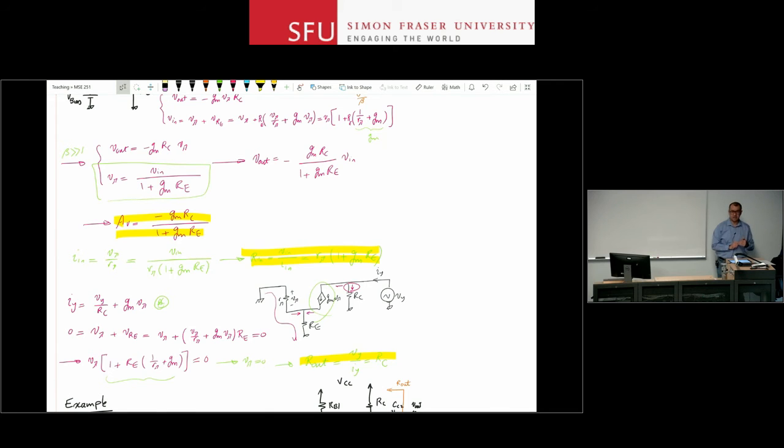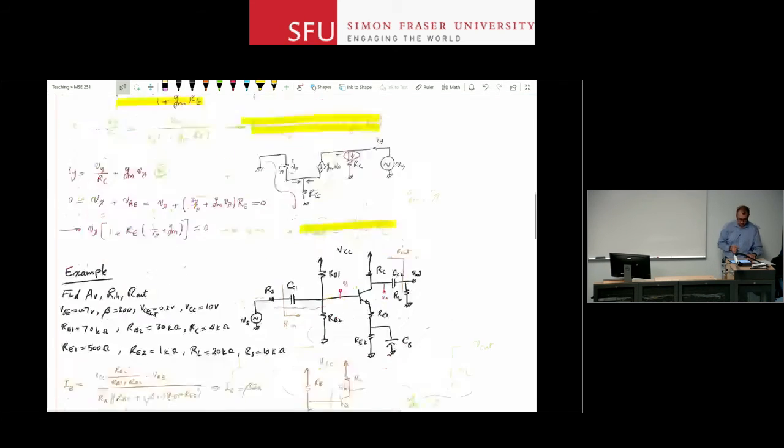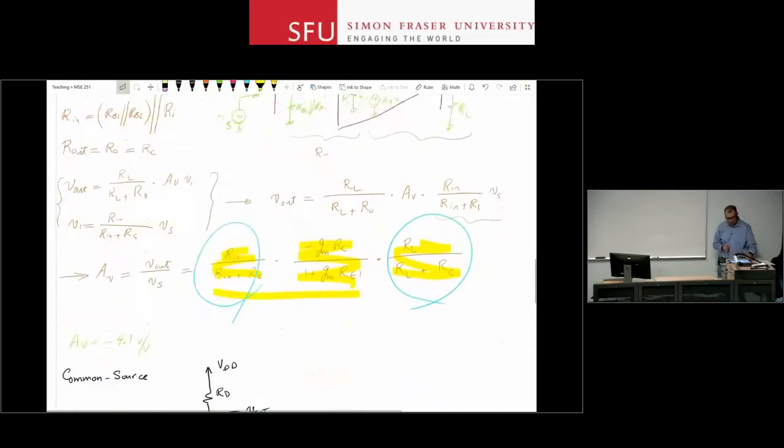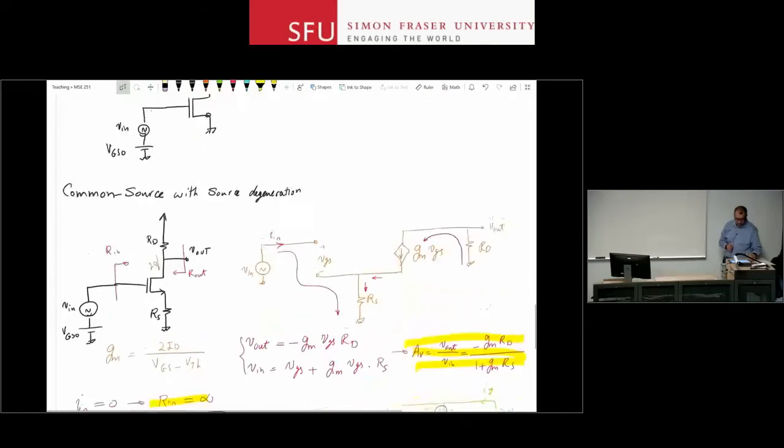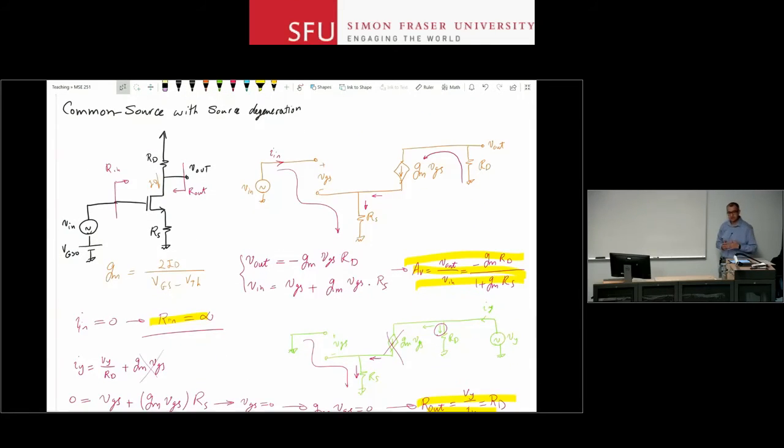Well, it doesn't affect the gain because there's no R pi there. It doesn't affect R out because there's no R pi there. But for R in, I can see that it is R pi times 1 plus GMRE. And right away, if I set R pi to infinity, I get the equations for MOSFETs. My whole point here is that the MOSFET small signal analysis is actually easier than BJT small signal analysis.